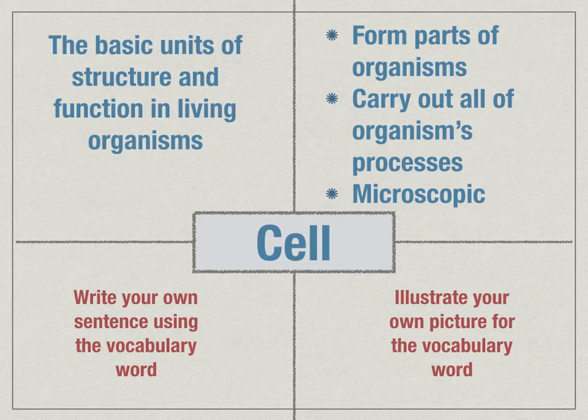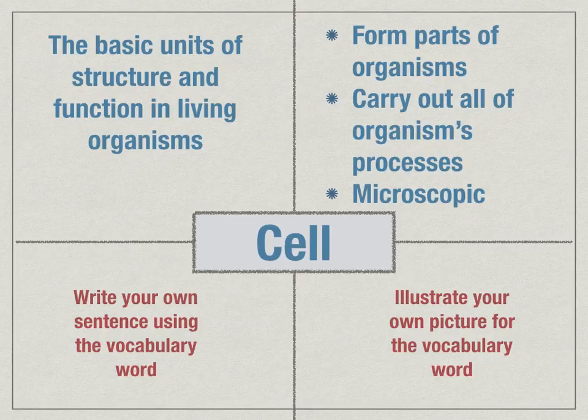The first entry is the word cell. Definition: the basic unit of structure and function in living organisms. This is in all living organisms. Some characteristics of the cell: they form parts of organisms, they carry out all of the organism's processes, and they are microscopic. So in the top 2 quadrants, you're going to put in the top left quadrant the definition, the basic unit of structure and function in living organisms, and in the top right quadrant, different characteristics about cell.